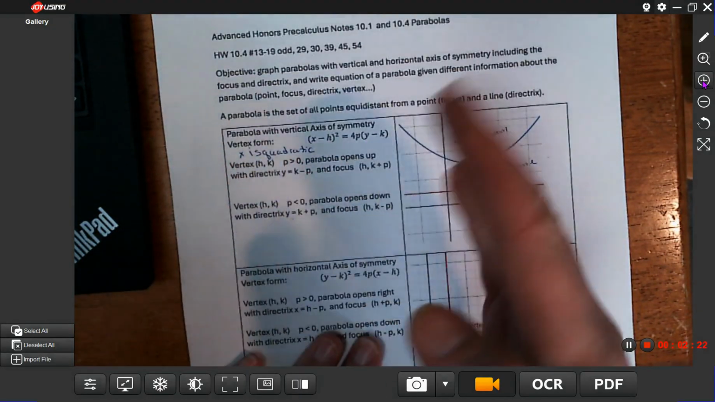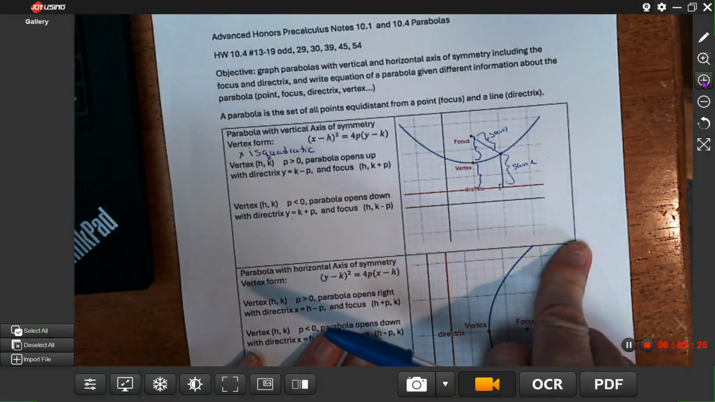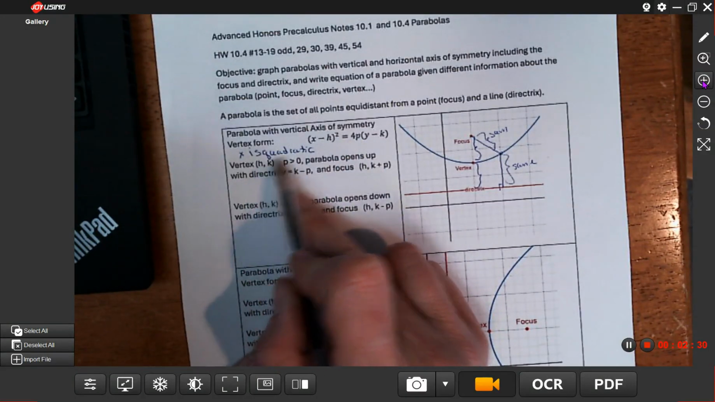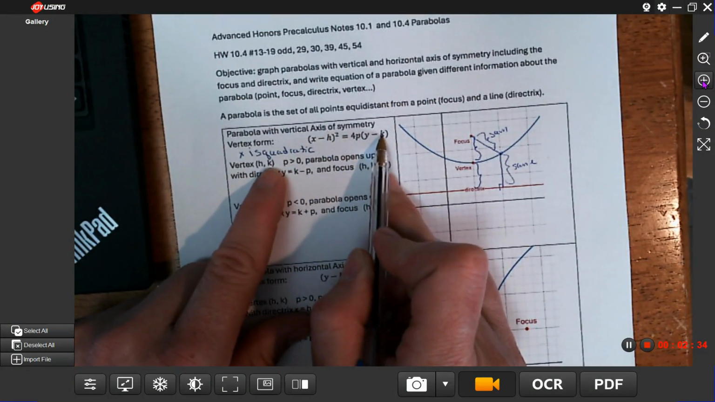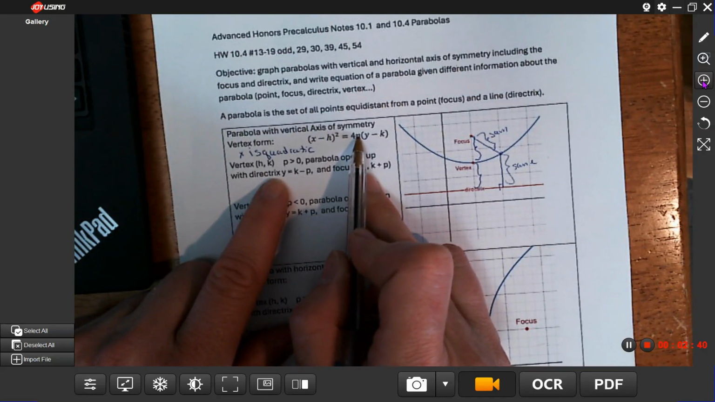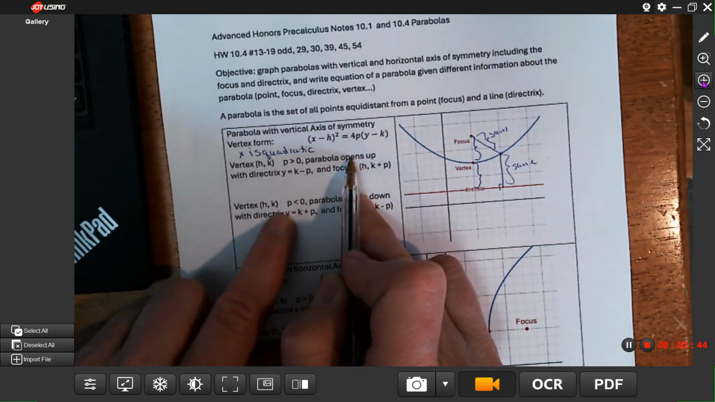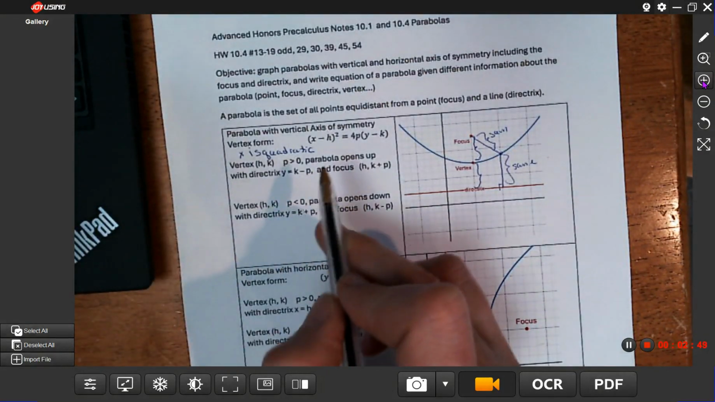So when we're in this case, the parabola opens up or it opens down. We've done these a lot. And in this form, the vertex is h, opposite sign of what you see, k, opposite sign of what you see, and p is going to be important. P, this coefficient right here, if it's positive, the parabola opens up. If it's negative, the parabola opens down.